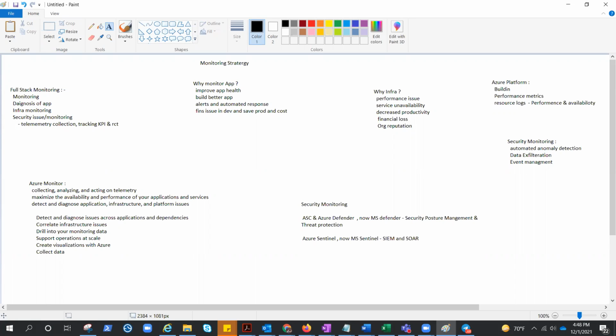For example, let's take application first. Why do we need to monitor applications? Well, it is very simple. We want to improve our applications' health. We want to make them better. That's why we need monitoring. And how will monitoring help us do these things? Well, we can configure alerts and automate our response, which will help us deal with the issues that can affect our application or its performance. Okay, so that's how it will help us.